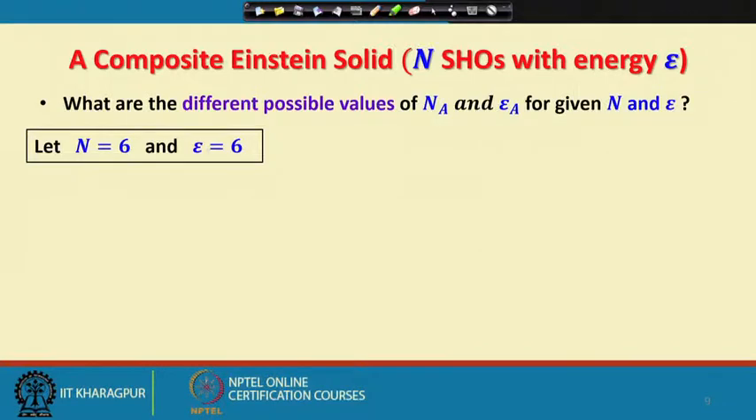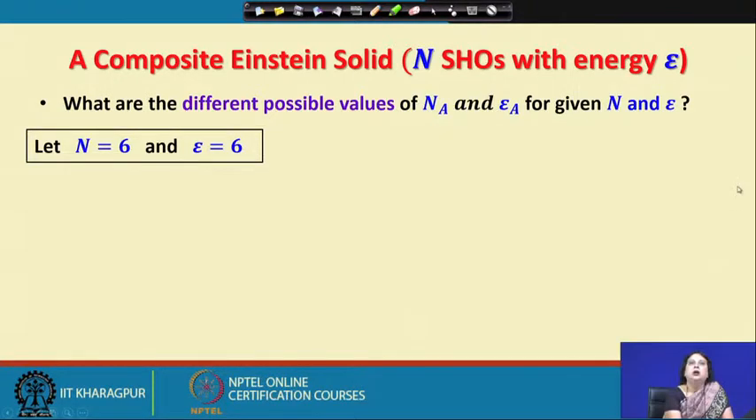So, let us next have a look at what happens to a composite Einstein solid that is comprised of capital N simple harmonic oscillators with a total energy of epsilon, and the question that we ask is, what are the possible values of N A and epsilon A. Now, in this case I am going to assume that capital N, for the sake of simplicity, is equal to 6, and I am going to leave this fixed. Now, let me assume that epsilon is equal to 6.